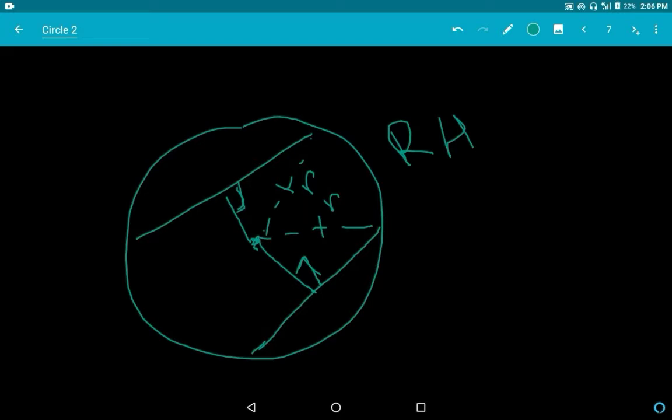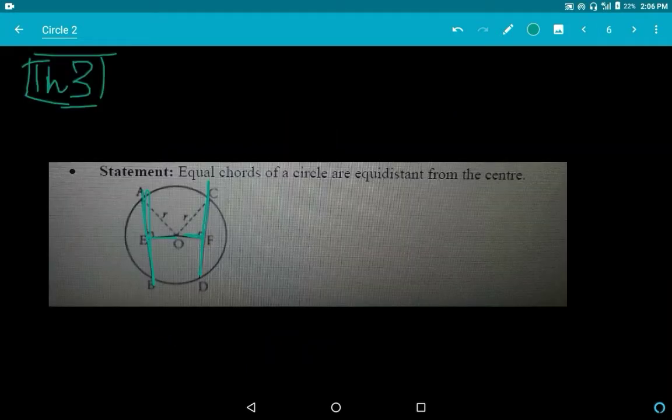Now these two chords are equal, so let's say the length of these two is x. Now these are perpendiculars. Remember the first theorem that said if a perpendicular is dropped from the center onto a chord, then it is bisected. So this part will become x by 2 and this part will become x by 2, so this will be equal to this. So I got a side, so these two become congruent. Now by CPCT, you can say this side is equal to this side. Understand, this is my theorem 3.